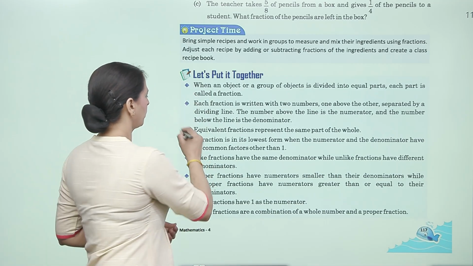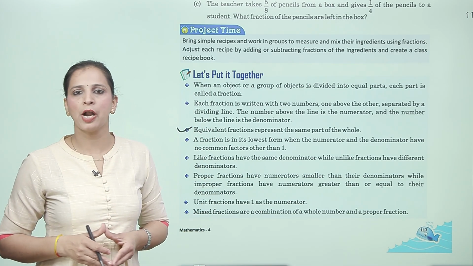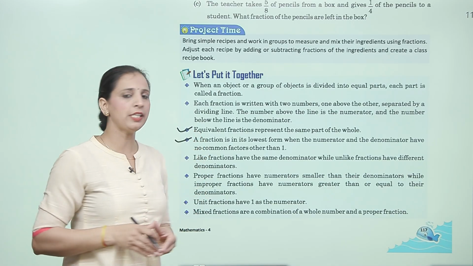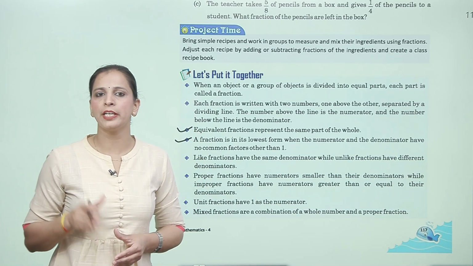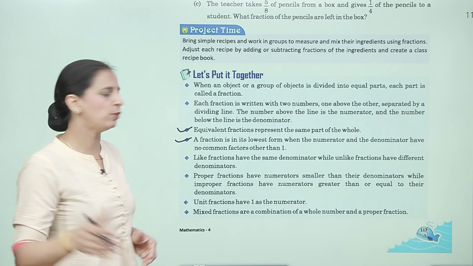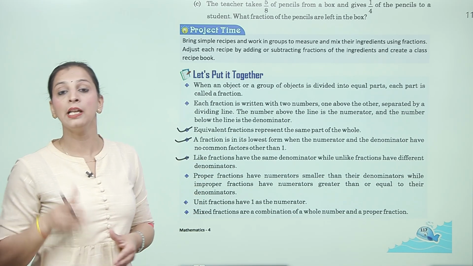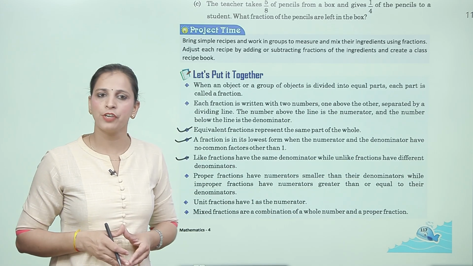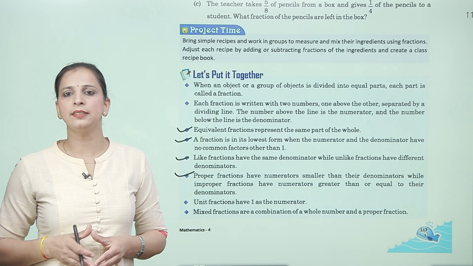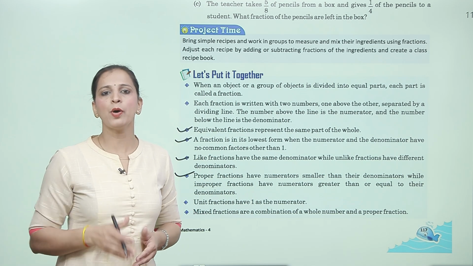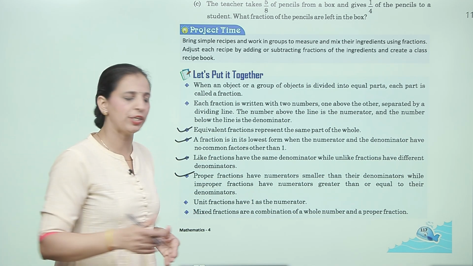Next, equivalent fractions represent the same part of the whole. Next, a fraction is in its lowest form when the numerator and the denominator have no common factor other than 1. Next, like fractions have the same denominator while unlike fractions have different denominators. Proper fractions have numerators smaller than their denominators while improper fractions have numerators greater than or equal to their denominators.